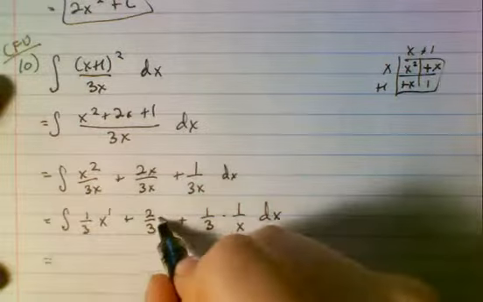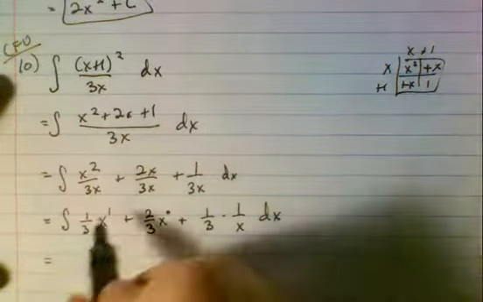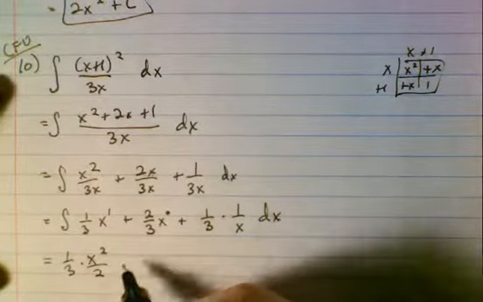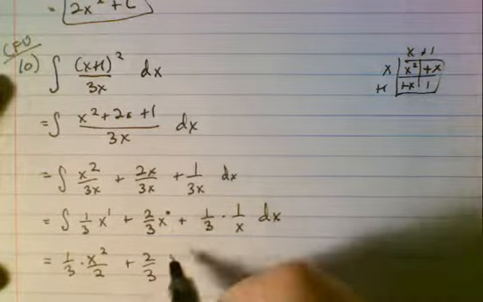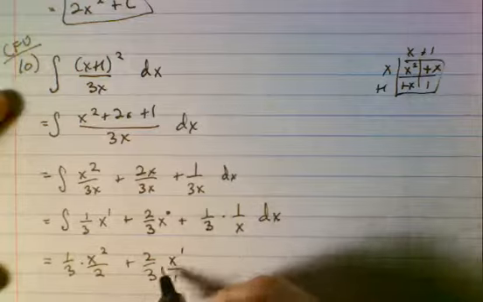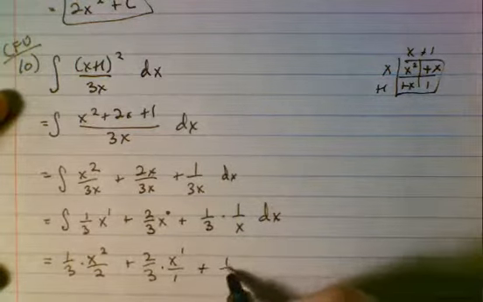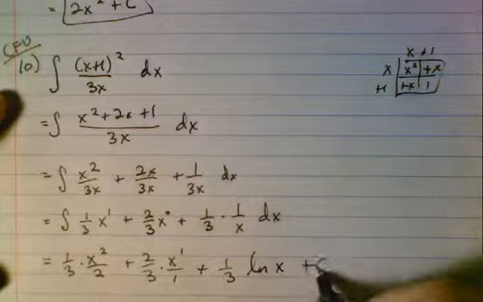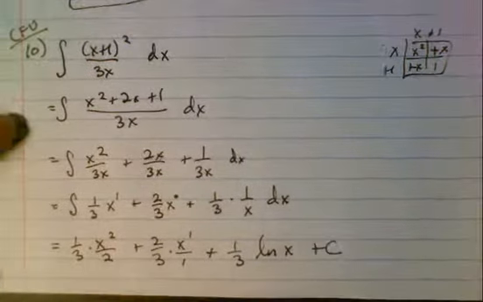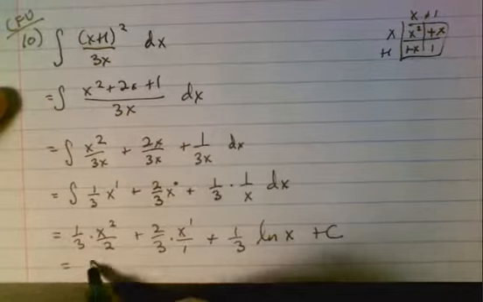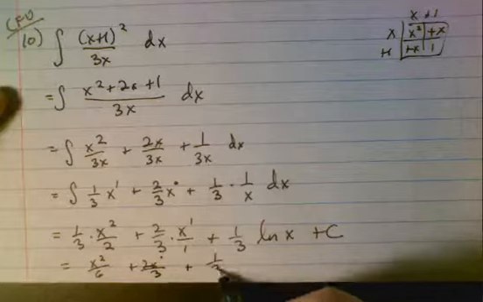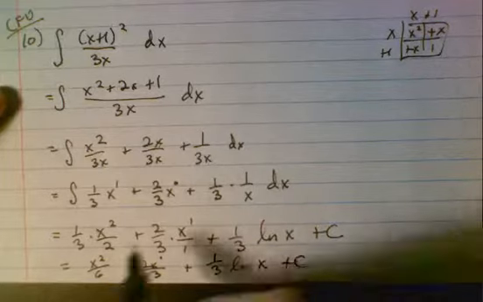This is x to the first, this is x to the 0. So we add 1 to the exponent, that's x squared, divide by 2. 2/3 is along for the ride, we add 1 to the exponent, divide by the new exponent. The 1/3 is along for the ride, the antiderivative of 1 over x is the natural log of x, and we got plus c at the end. So our final answer is going to be x squared over 6 plus 2x over 3 plus 1/3 natural log of x plus c.